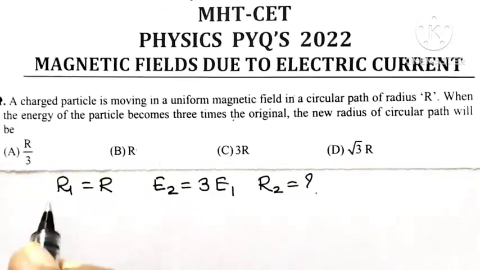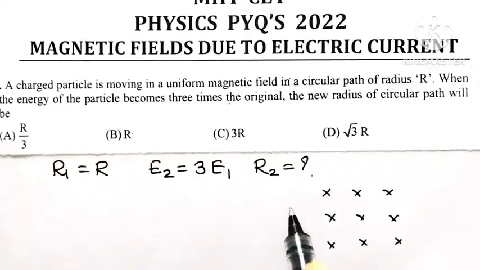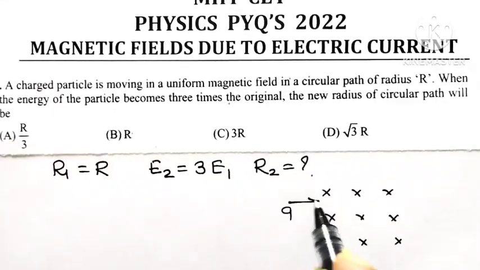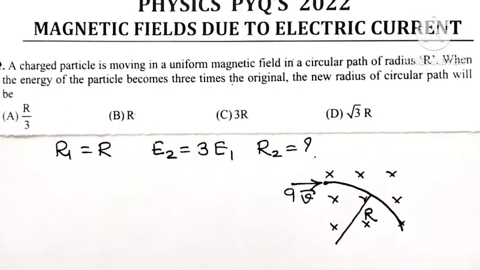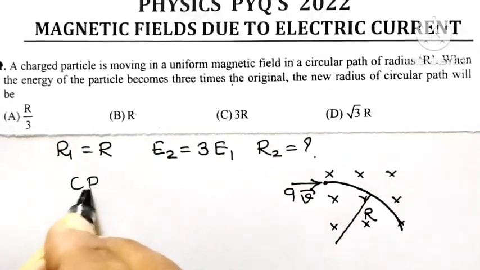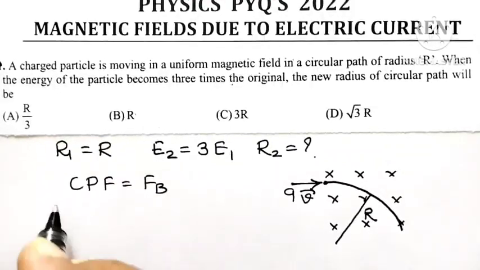Now, whenever a charged particle moves in a circular path, it moves in what? A uniform magnetic field. Suppose here we have a charge q which is moving with velocity v. As soon as it enters a transverse uniform magnetic field, it travels along a circular path of radius r. Now for circular motion, CPF is required. The centripetal force required for circular motion is provided by what? Force due to magnetic field.